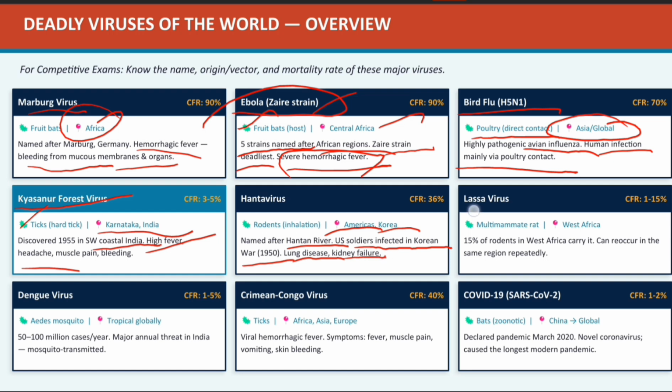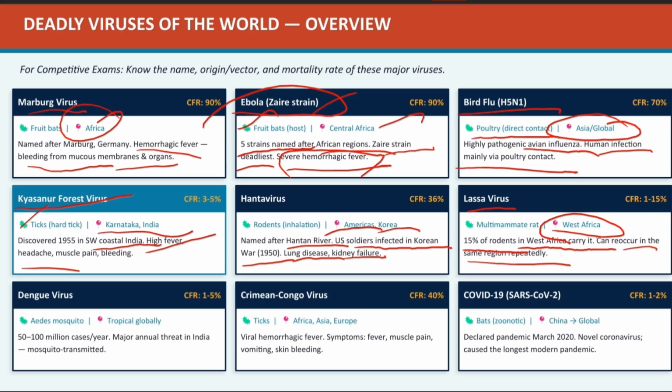The next one is Lassa virus. It is spread through the multimammate rat, and it originated in West Africa. 15% of rodents in West Africa carry it. It can reoccur in the same region repeatedly.